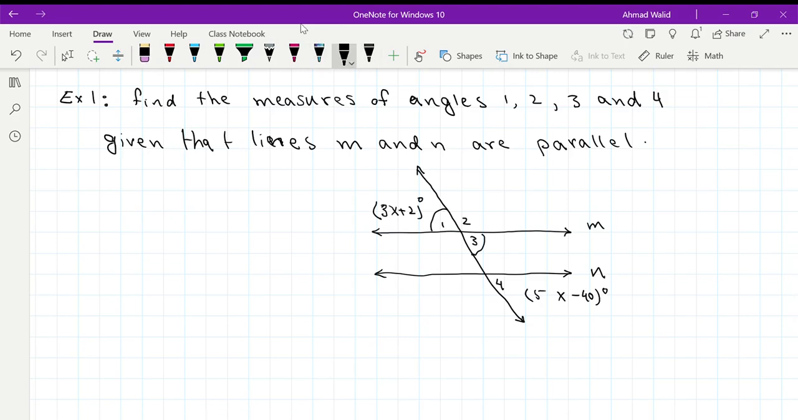Then which relation is good? You see, 1 and 4 is a good relation, 1 with 4. What was the relation between angle 1 and angle 4? They are alternate.